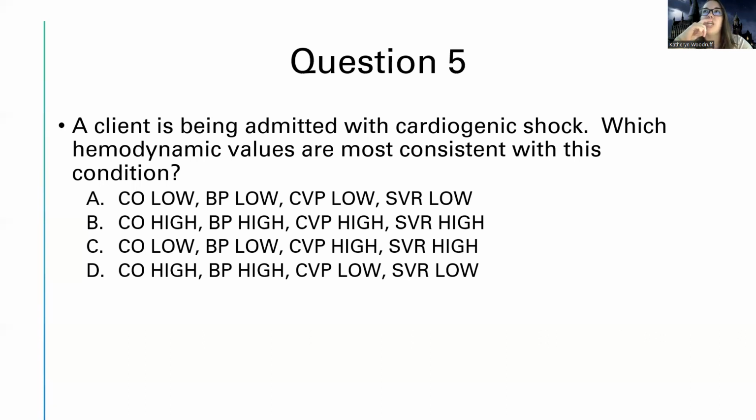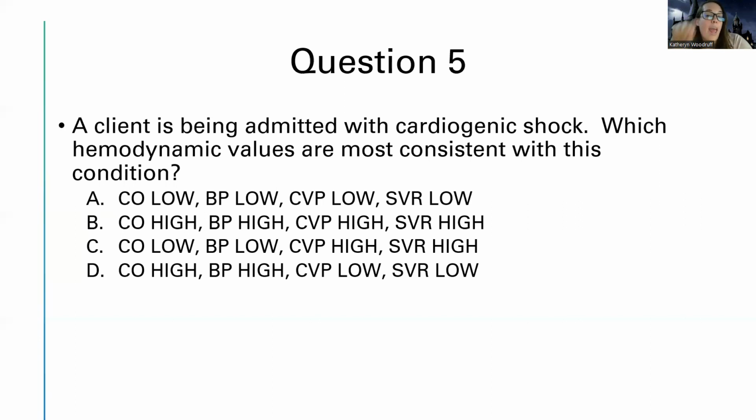So with cardiogenic shock, this is where there's a pump problem. They're unable to pump blood forward. So there's usually, like heart failure, an accumulation of fluid. So I would think their CVP would be high. And then also because they have the low cardiac output, their blood vessels constrict and their SVR gets high too. So the correct answer here is going to be C: cardiac output is low, blood pressure is low, CVP is high, and SVR is high as well.